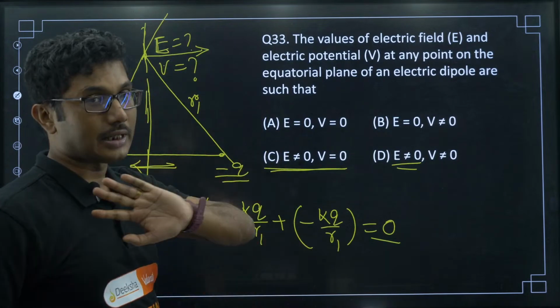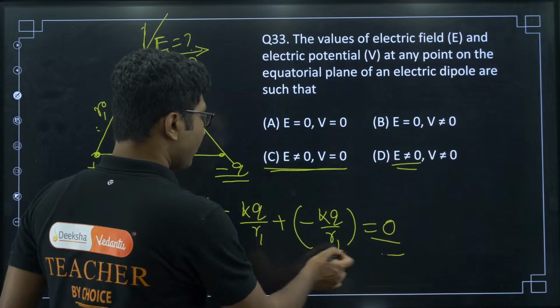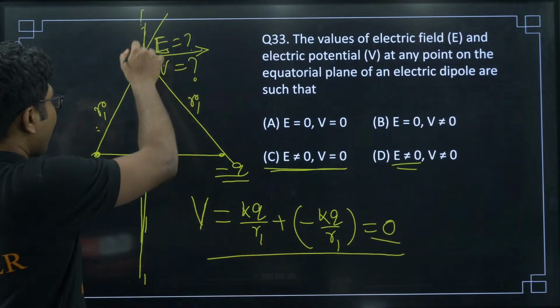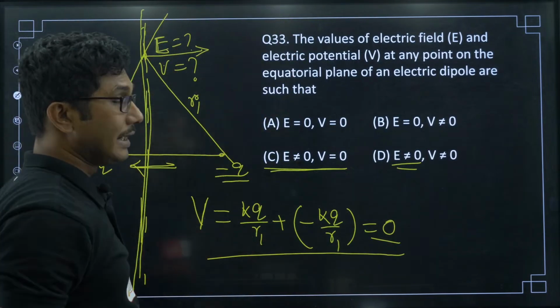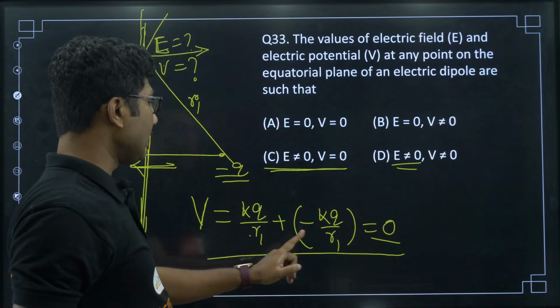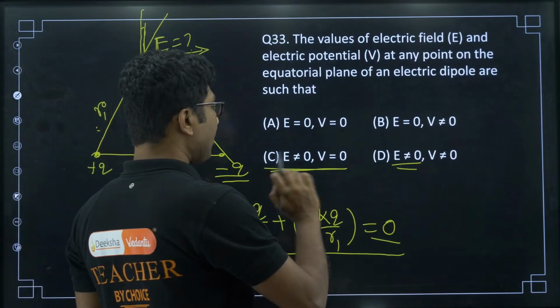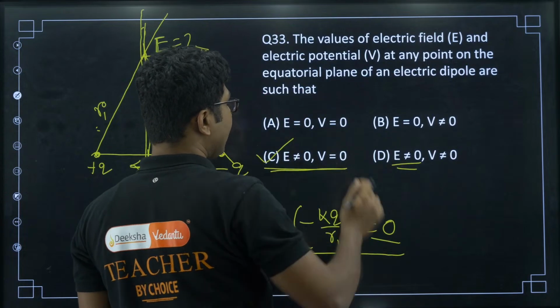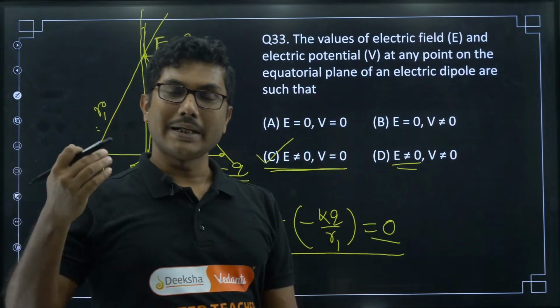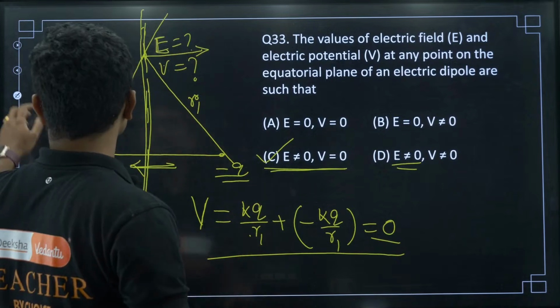So, electric field is not 0, that much we know, but electric potential will always be 0 at any point on this plane, because the distances are equal, that is it. So, on the equatorial plane, electric field is not 0, but electric potential is 0.